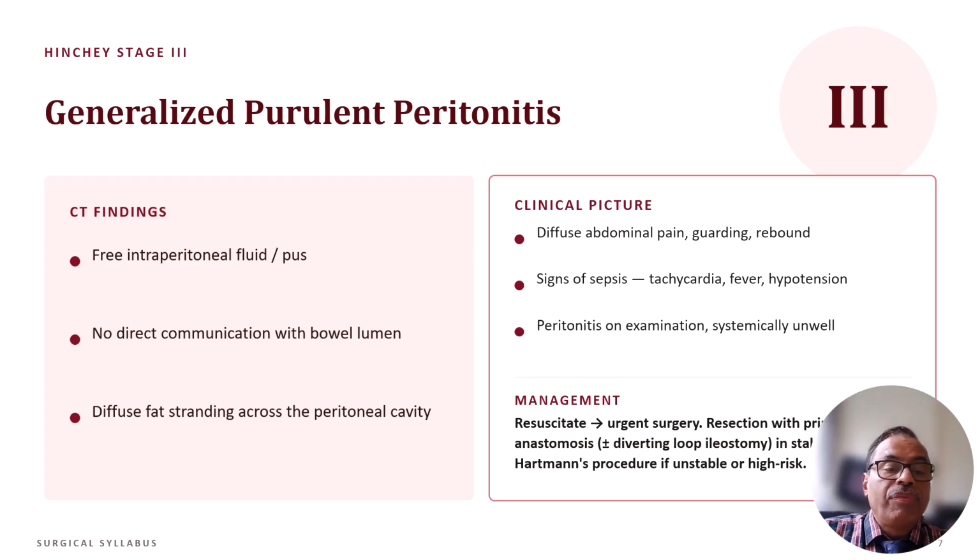Coming to Hinchey stage 3, which is a generalized purulent peritonitis, where on CT findings there would be free intraperitoneal fluid as well as pus. There may not be any direct communication with the bowel lumen, and there would be diffuse fat stranding suggestive of widespread inflammation across the peritoneal cavity.